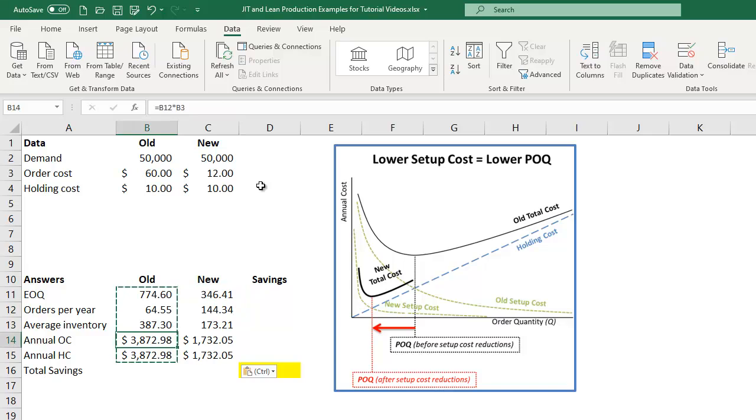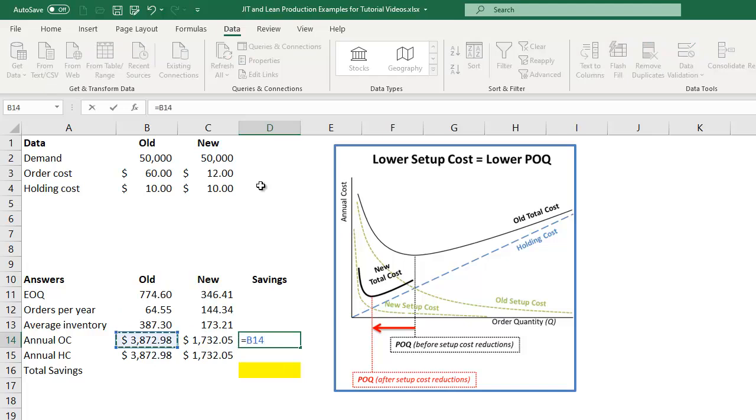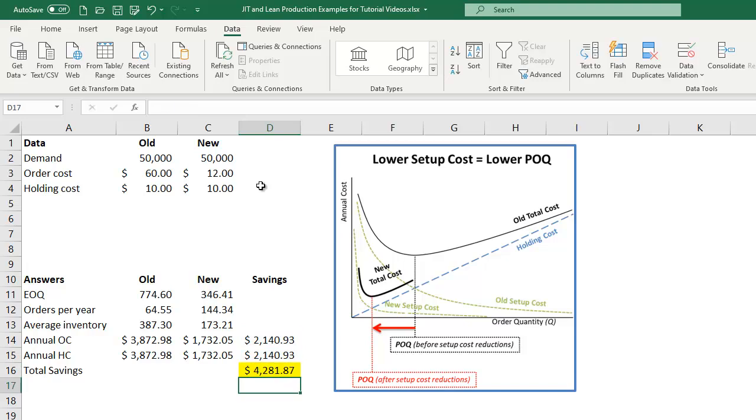How much are we going to save by lowering the order cost in this case? Well, we have the old ordering cost and old holding cost and the new costs as well. So let's take those numbers, take the difference, the old ordering cost minus the new ordering cost, and we can copy that down as well. And we take the sum of those two, and that tells us that if we could reduce our setup cost to $12 from $60, all other things being equal, we would save over $4,000 per year.